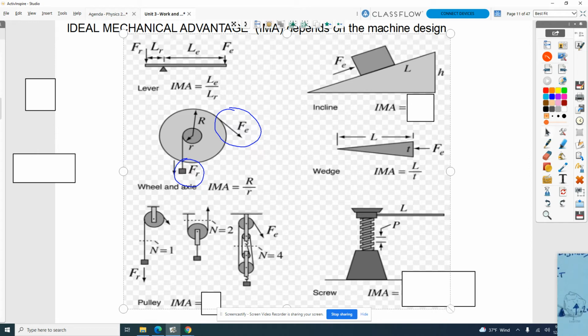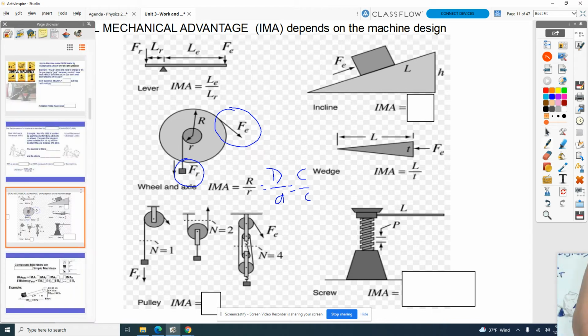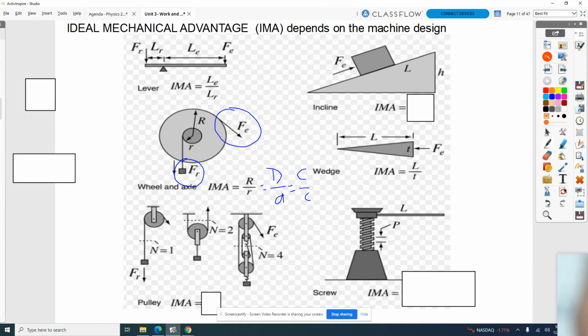I can also write that just as a ratio of big D to little d, and also a ratio of big circumference to little circumference. And again, I apologize that I can't write that too legibly on there, but all of those quantities, radius, diameter, and circumference, would be in the same ratio, so we could look at any one of those. Now for the pulley system, on the very bottom, a little bit harder to understand the pulley without a visual in place.